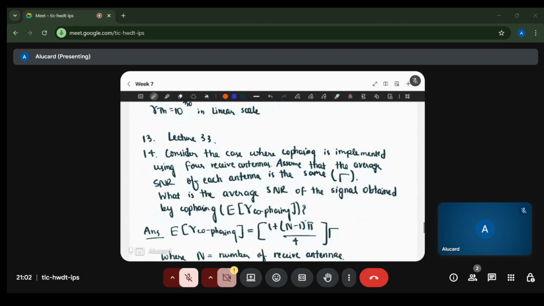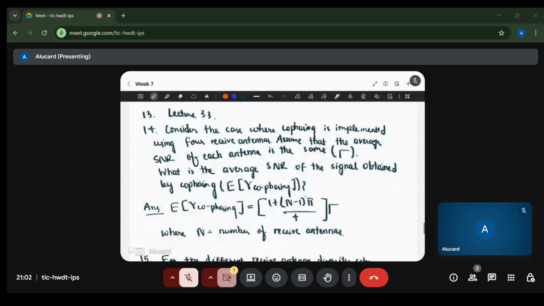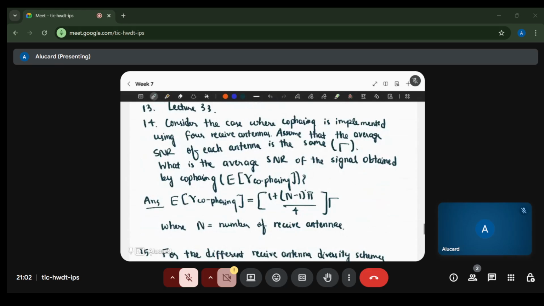For question 13, refer to lecture 33. Question 14, consider the case where cophasing is implemented using 4 receiver antennas. Assume that the average SNR of each antenna is the same, capital gamma. What is the average SNR of the signal obtained by cophasing? E of gamma cophasing is 1 plus n minus 1 times pi over 4, times capital gamma, where n is the number of receiver antennas.